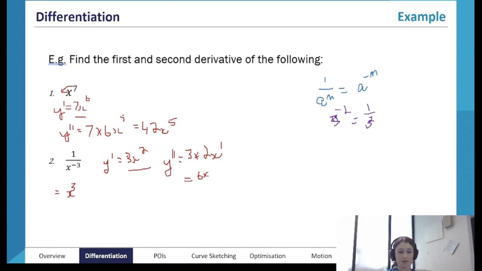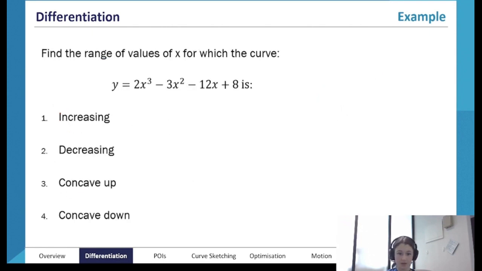Okay, that was a really quick example of finding the first and second derivatives. Now we're going to get onto an application of using the second derivative to find when a curve is concave up or concave down, and also using the first derivative to determine when a curve is increasing or decreasing. So we're going to be using the rules that we went over previously in the lecture, telling us about the value of the first and second derivative and what that tells us about the curve. And we're also going to be needing to derive the curve.